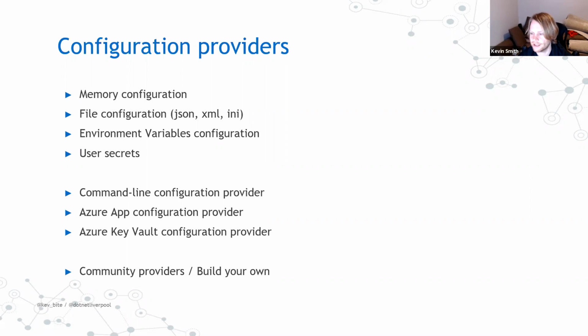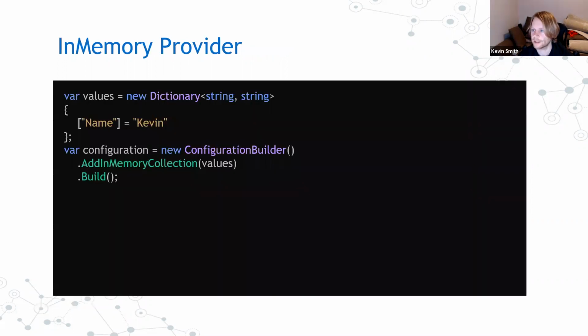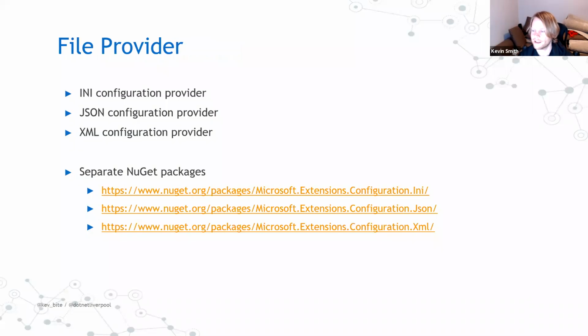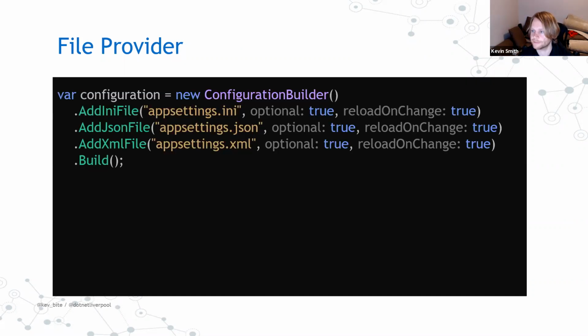So AWS provide a couple as well for their KMS, and also they have a configuration kind of provider as well. So we've already talked about the memory one. This is the memory one. It's pretty simple. The file provider one, yeah. So we got the 3 different types, which is what Microsoft provide for us. There's other ones like the YAML ones, but they're provided by external parties. And they're all separated into separate NuGet packages, so you don't have to reference everything to get one single provider. And this is how you add them to your configuration builder.